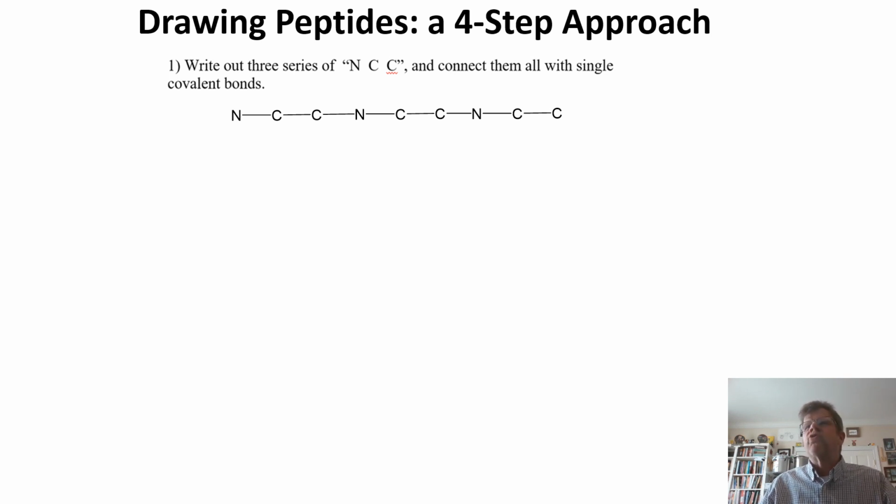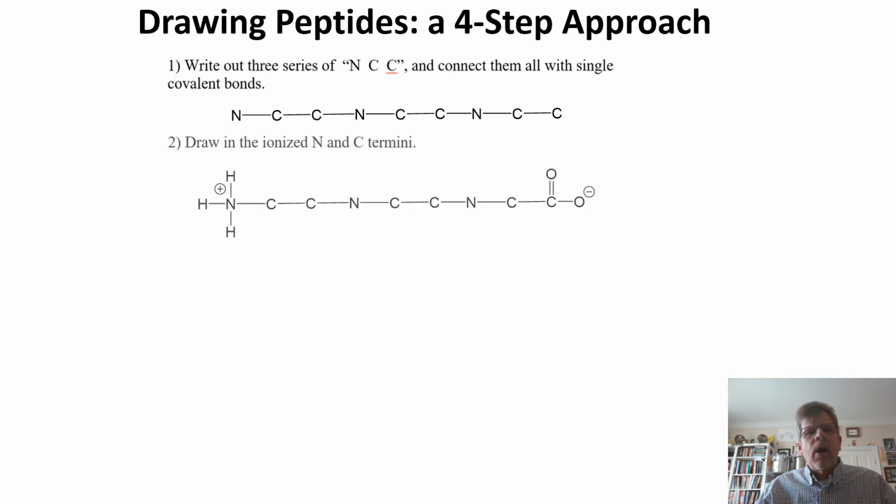So if we were charged with drawing a 3 amino acid protein or 3 amino acid peptide, what would that look like? How would we go about doing it? Well, here's the 4-step process. And the first thing to do is to draw out 3, because we're doing a tripeptide, 3 series of NCC. If you look up on the top here, just draw the letters NCC 3 times. And we've indeed done that right here. NCC, NCC, NCC, and we have connected them all with single covalent bonds. Fair enough. So that's the basis of our tripeptide.